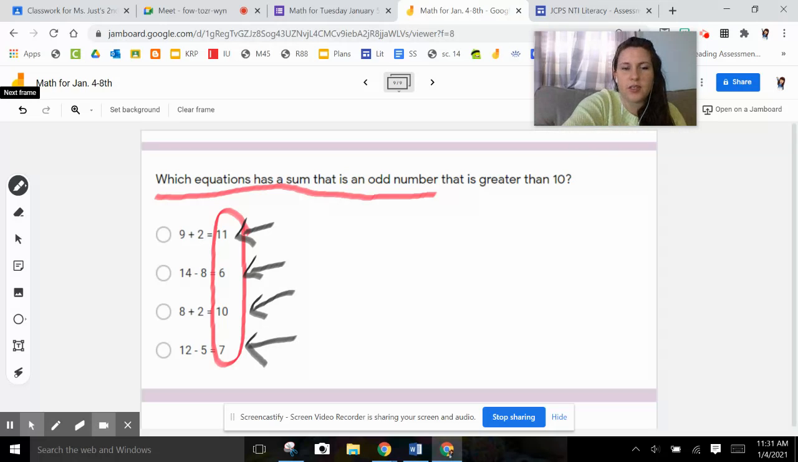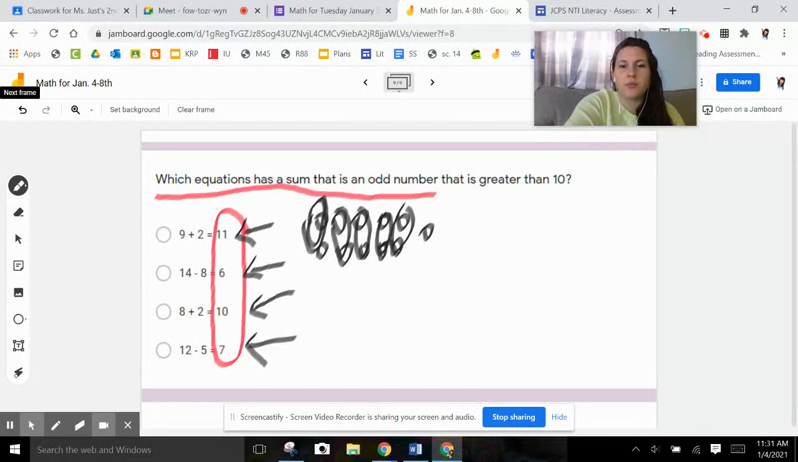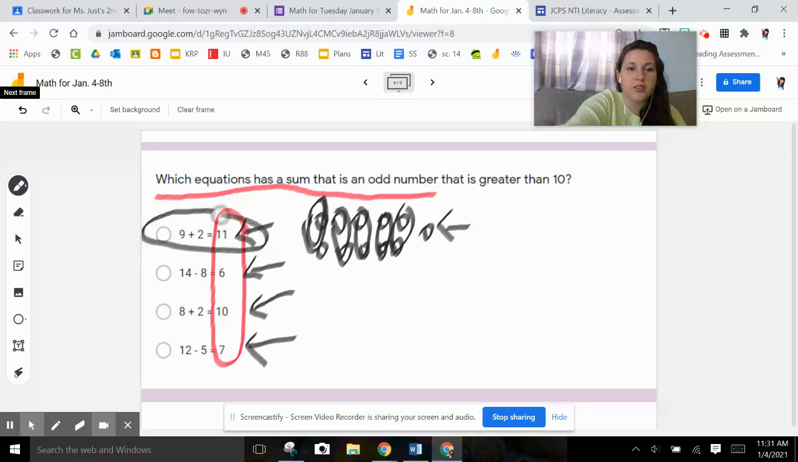So we know that the number 11, because if you draw 11 of these, you know that everyone gets a buddy except for that last guy. So you know that that number is an odd number. So that means this one could be one of our answers because it's an odd number. This one, number 6, is an even number, so that one can't be it. Number 10 is an even number.